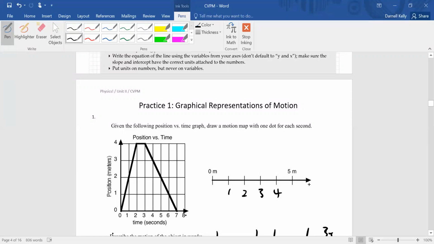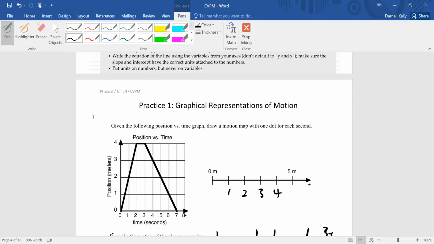So far we've taken data, we've observed something, and we made a hypothesis: there's a relationship between position versus time. We collect our data into a data chart, with the dependent variable on the left and the independent variable on the right.